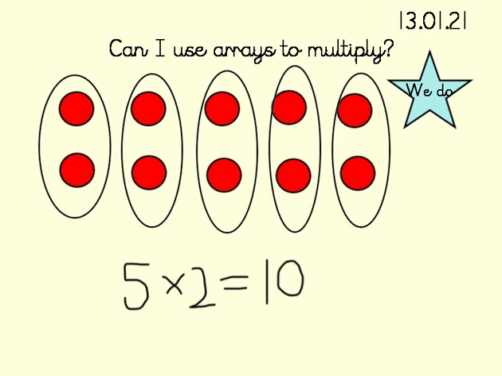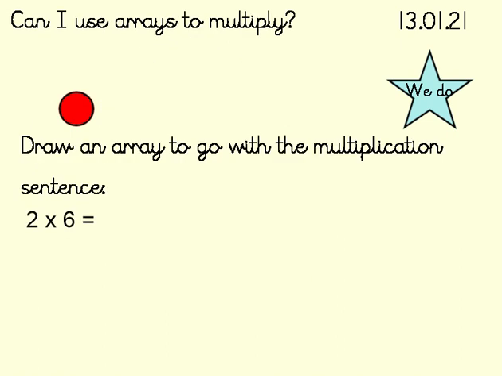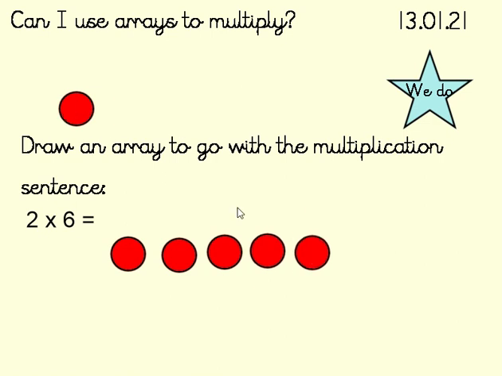Okay, let's have a look at one more question together, and then hopefully you feel confident enough to tackle today's learning. So this time I want us to have a go at drawing our own array to go with the multiplication sentence. And our multiplication sentence is 2 multiplied by 6, which means 2 lots of 6. Let's have a think then. So I only want 2 groups, so 2 rows, and I want 6 in each row.